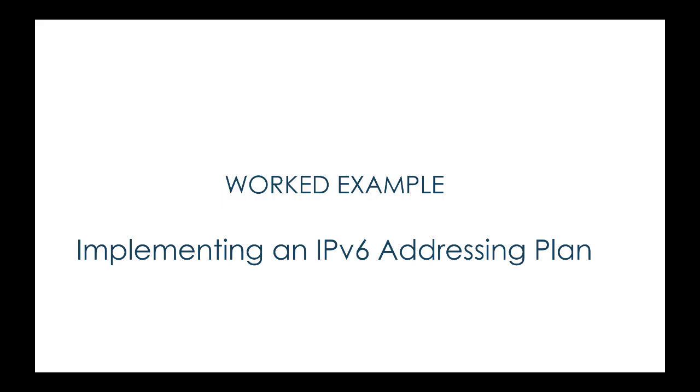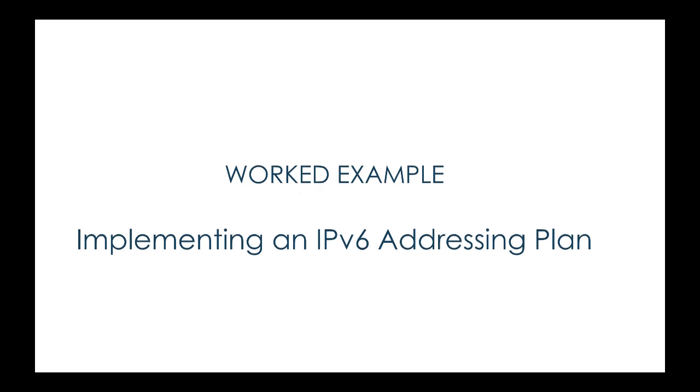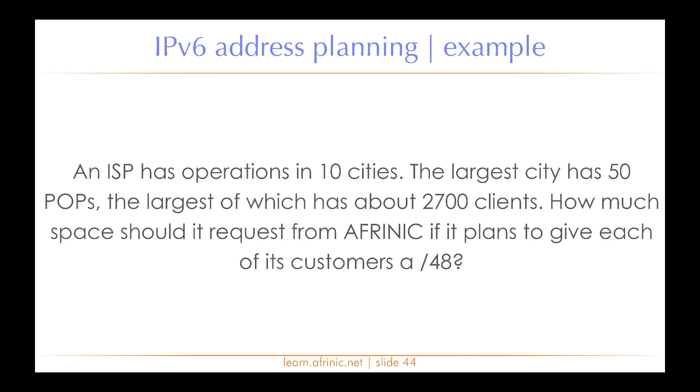So let's look at a worked example of implementing an IPv6 address plan. We're going to continue with the exercise that we did during the webinar. The exercise is simply this. An ISP has operations in 10 cities. The largest of these cities has 50 POPs or 50 sites. And the largest of these 50 sites has 2,700 clients. How much space should it request from Alphanet if it plans to give each of its customers a /48?